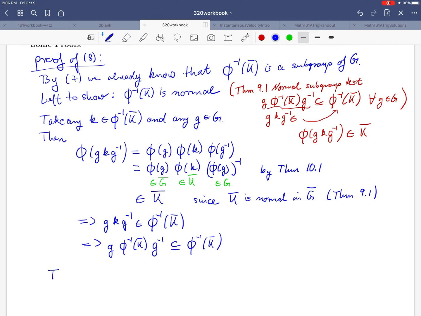So by the normal subgroup test, theorem 9.1, we have that the inverse image of K bar is a normal subset of G.